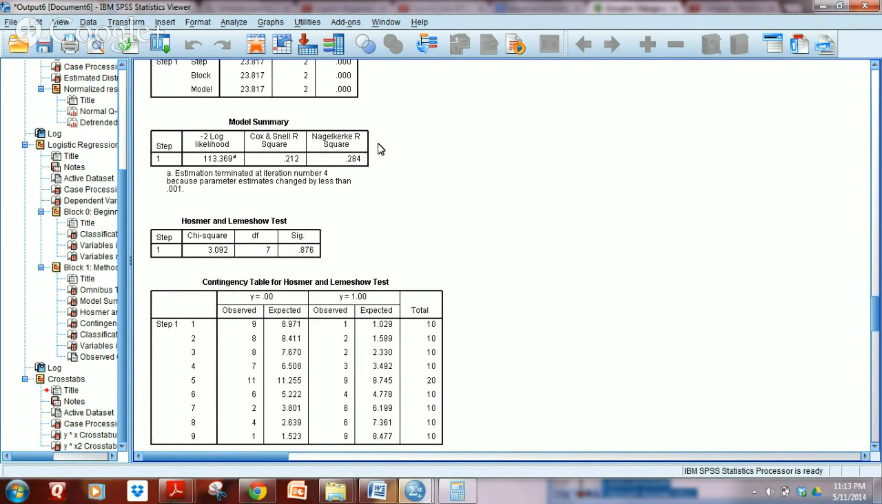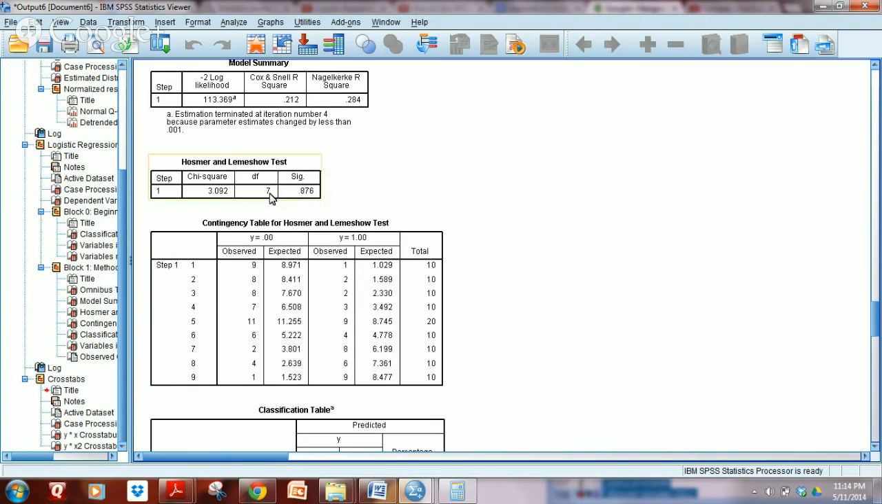The Nagelkerke R squared is basically a pseudo R squared. It's on a 0 to 1 scale, and because it's on a 0 to 1 scale, a lot of times how people would interpret this is like about 28.4% of the variance in the dependent variable can be explained by the independent variable. It's not really R squared, so that's all I'm going to say about that.